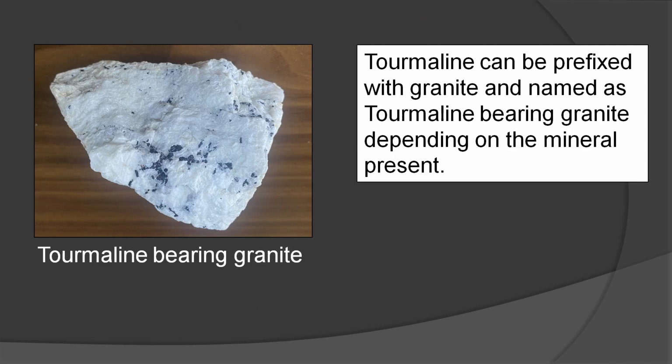Here is an example of how we can use even accessory minerals to name the rock at times. For instance, this is a tourmaline bearing granite. You can see the black colored minerals in the rock specimen are tourmaline. Tourmaline can be prefixed to the granite term, and it can be termed a tourmaline bearing granite depending on the accessory mineral tourmaline which is present in this rock.